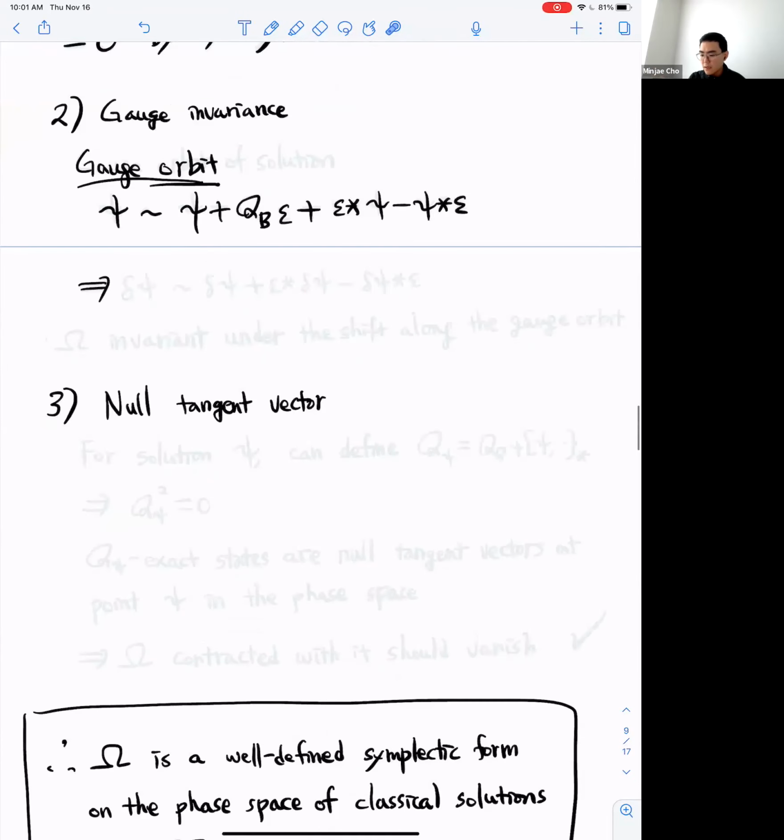Because this delta acts only on the phase space variables, you can forget about this part, and we are left only with these terms. Then you can show that, using a similar cyclicity argument, the symplectic form is invariant under this shift. It's a very simple argument. And now you see why the choice of midpoint was essential in Witten's definition. It was because we can use the cyclicity argument.